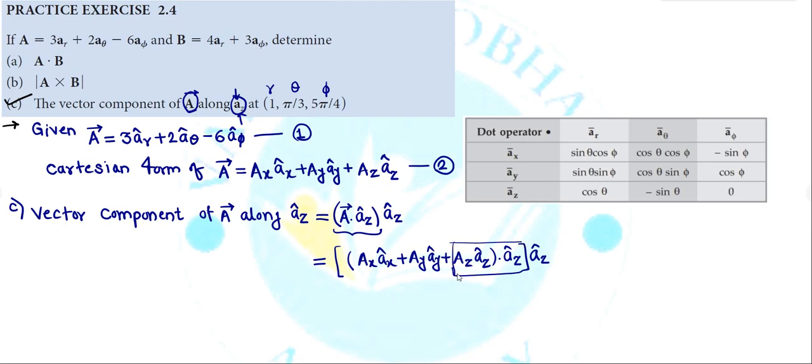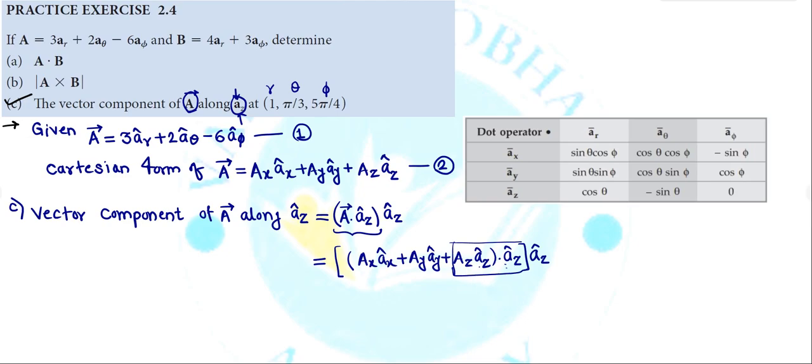Why is that? Because earlier we have seen in the same numerical that the dot product between two same vectors is 1, and for the rest we have the value to be 0. So there is no use of writing these terms. So AX dot AZ will be 0, AY dot AZ will be 0. What is left? We are left with AZ dot AZ, which will be 1. Because of that, we are left with this AZ component only.